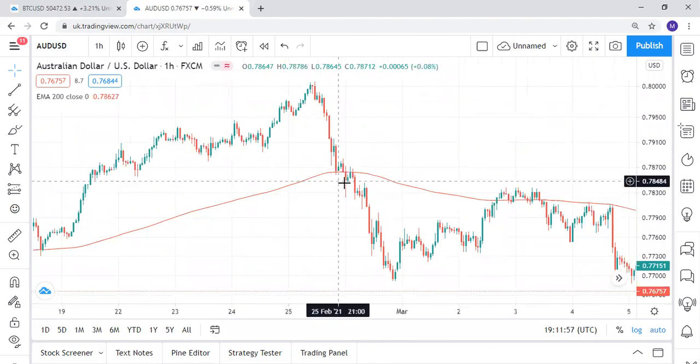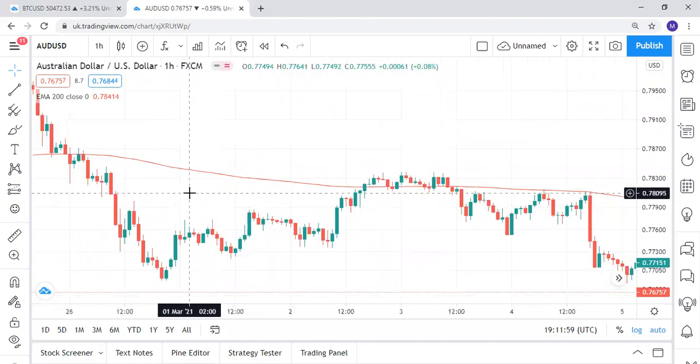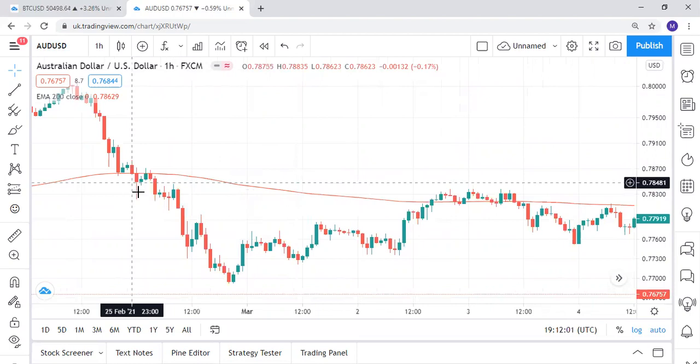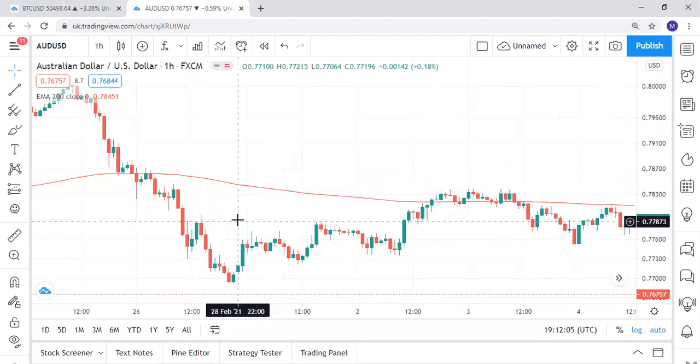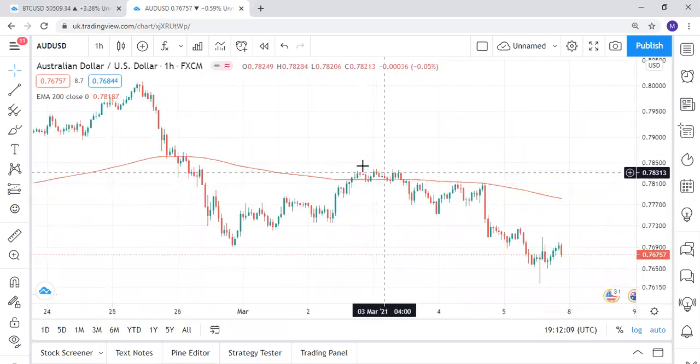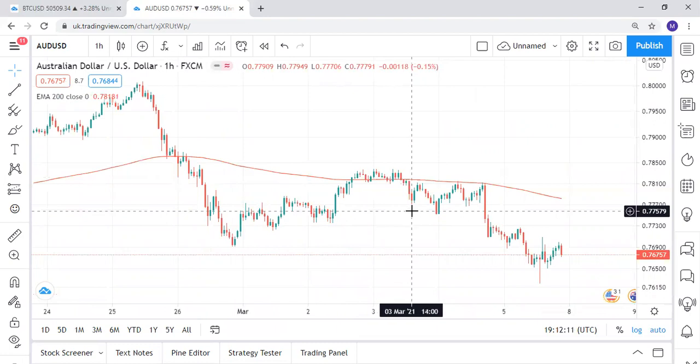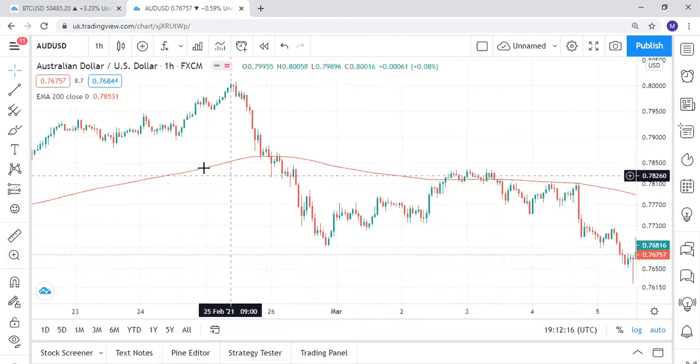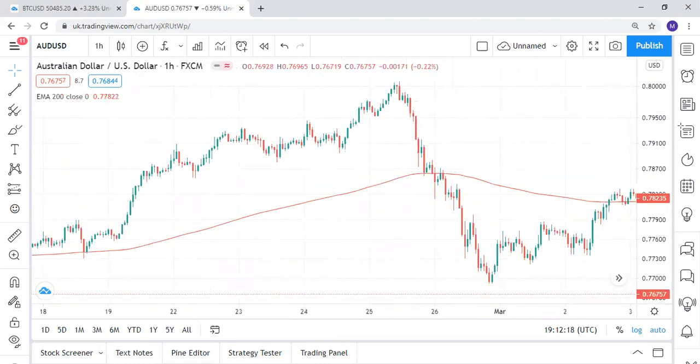And what happened? It broke it again. And when it broke it in this particular place, as it broke it, it tested it with these two bullish candles and started coming down again. It broke it a little, tested it, came back again, tested it again, and it started coming down again. Can you see? That's the beauty of EMA. It's both support and resistance.